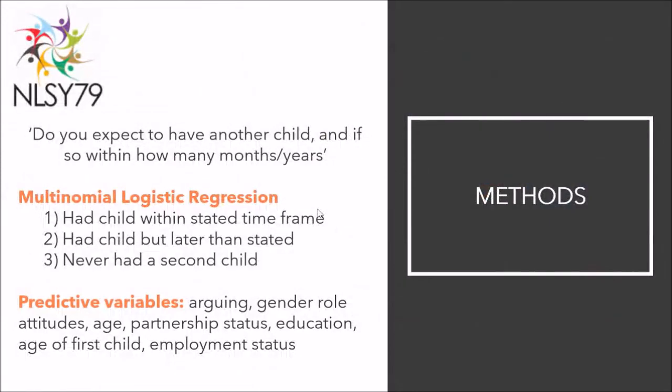So the USA study has this question: do you expect to have another child, and if so, within how many years? Using the answer to this question, I group women into 3 categories: whether they had a child within the stated time frame that they gave, whether they had a child but later than they stated, or whether they never went on to have a second child in a multinomial logistic regression. I also added various predictive variables down here, similar to what I had in the models presented earlier.